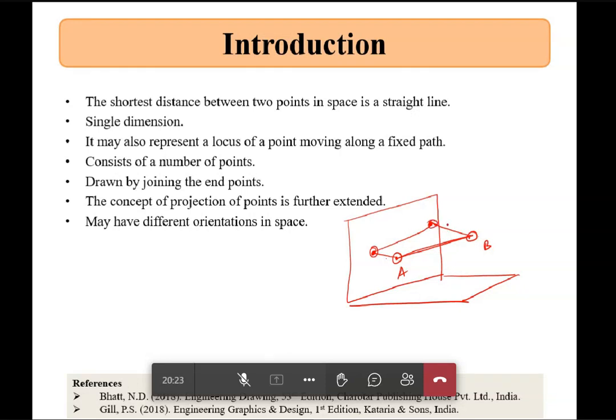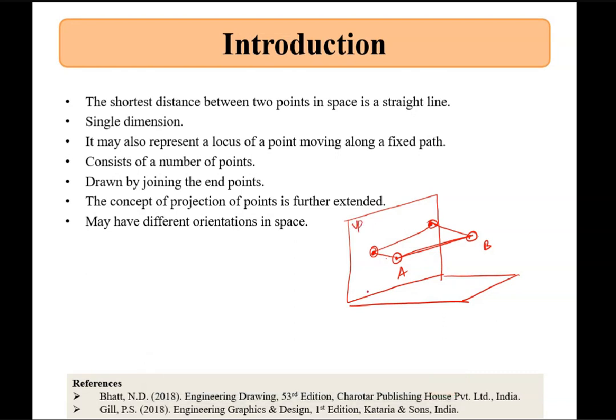On the corresponding screen or the corresponding plane. Say this is your vertical plane and this is your horizontal plane. I project point A onto the vertical plane, I project point B onto the vertical plane, and if I join it using a straight line again, that will be the projection. Similarly, rather, this will be the front view.